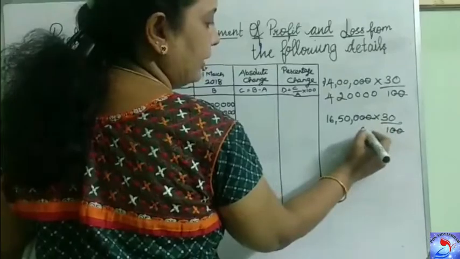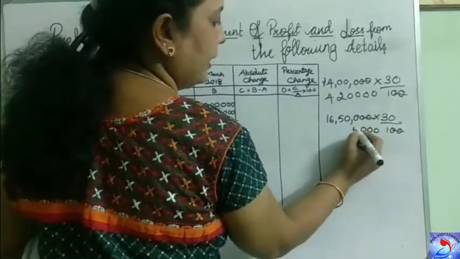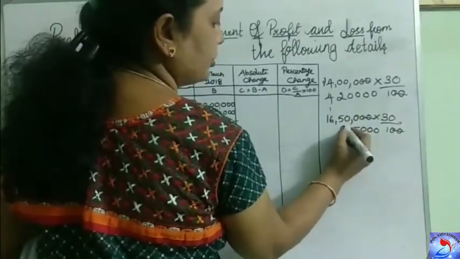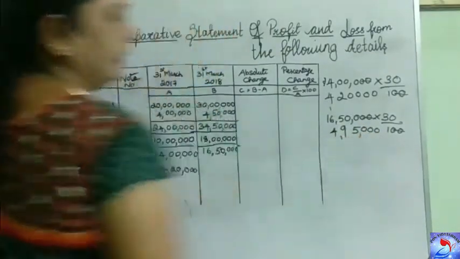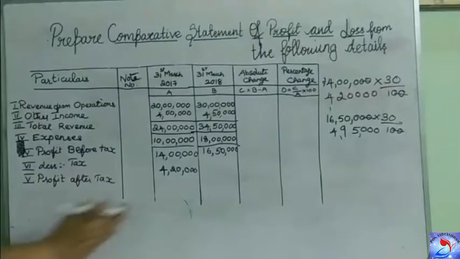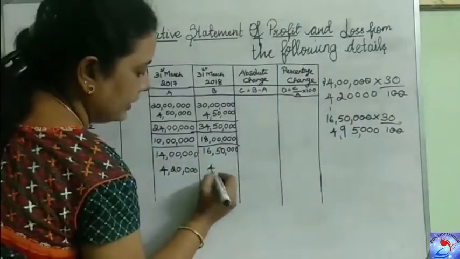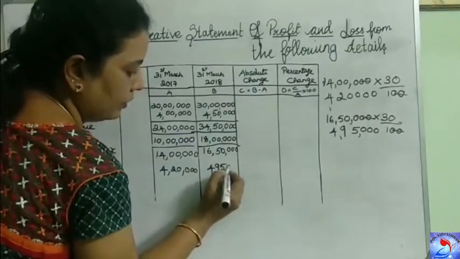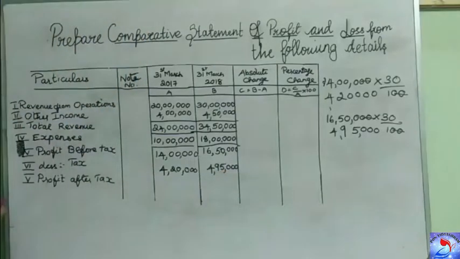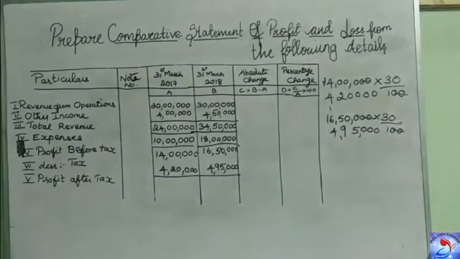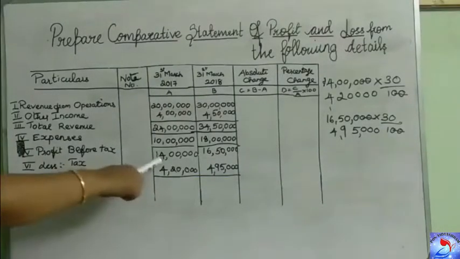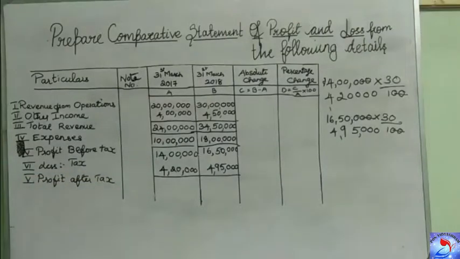So if you calculate it, how much will you get? 4 lakh 95,000. So here it is 4 lakh 95,000 for 2018. Now you calculate profit after tax. So what is the profit after tax? Profit before tax minus tax will give you profit after tax.